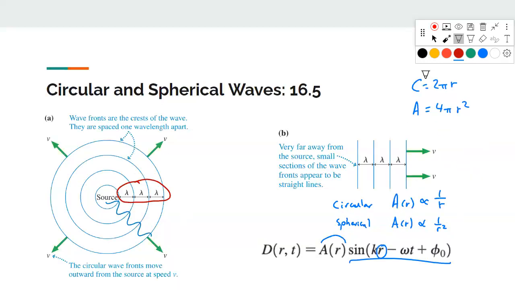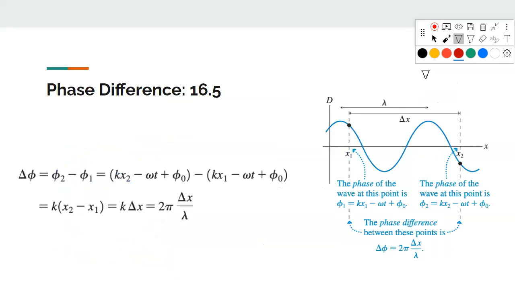And so then they throw this into the same section, section 16.5. So I just wanted to make a note of that. If you're looking for where in the book they talk about phase difference, it's in section 16.5. I don't know why they put it there. It's not really a principle of spherical or circular waves, but here we are.